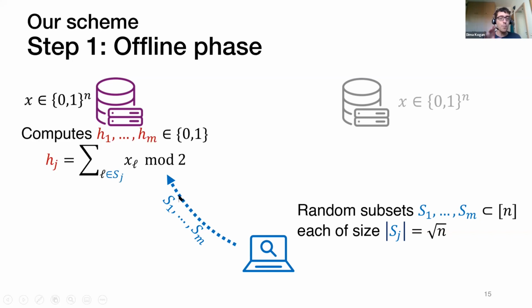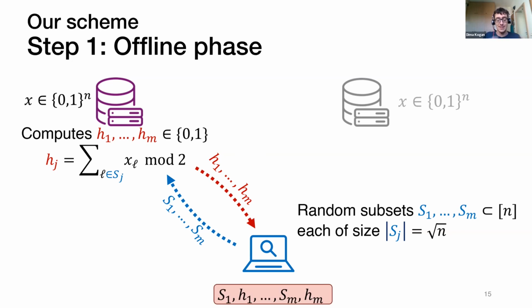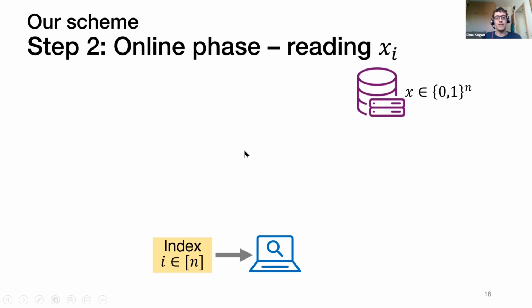And the offline server computes the hint, which consists of m bits, 1 bit for each subset, where the jth hint bit is the parity of the database bits indexed by the set S_j. So you have 1 parity bit for each subset, and the server then sends those m parity bits back to the client, and the client stores as its hint this collection of sets and the parity bits of the database that these sets point to. That's the offline phase.